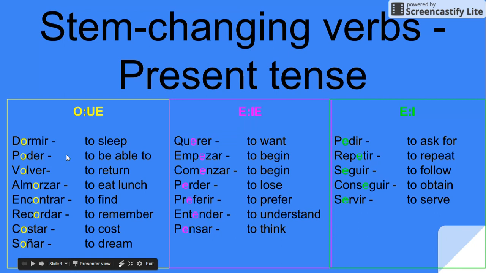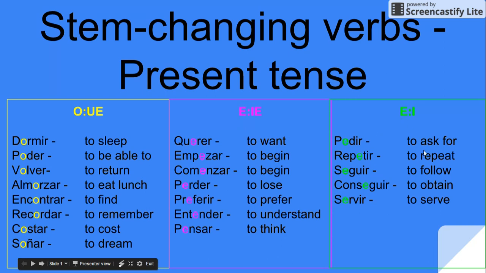So dormir, to sleep, poder, to be able to, all the way through the list, has a conjugation where the UE replaces the O in each form except for the nosotros and vosotros forms. Likewise, here in this pink box, we can see that the E, highlighted here, will become an IE in every conjugation for the yo, tú, él, ellos forms. The nosotros will be exempt where the E will remain.